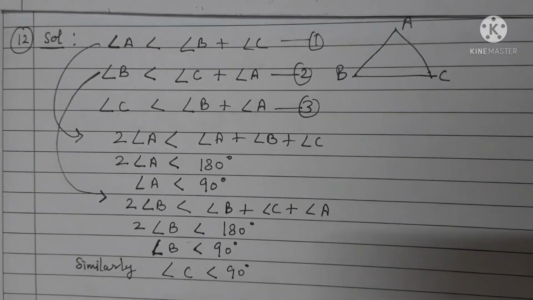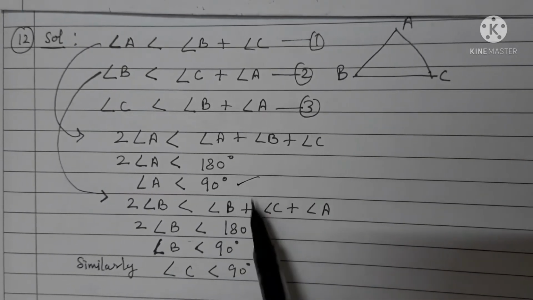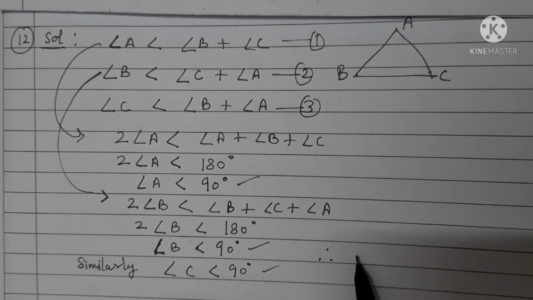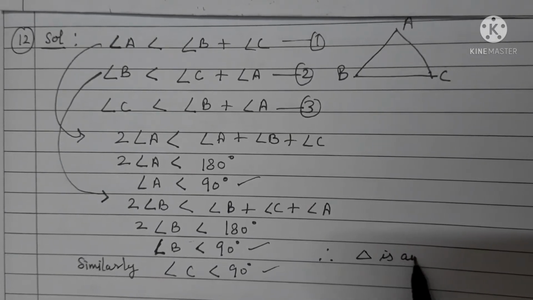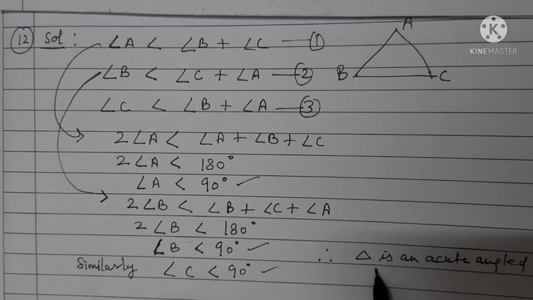Next, all the three angles are less than 90 degrees. Therefore, the triangle is an acute angled triangle.